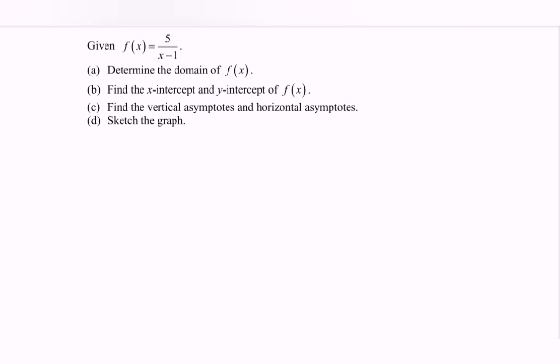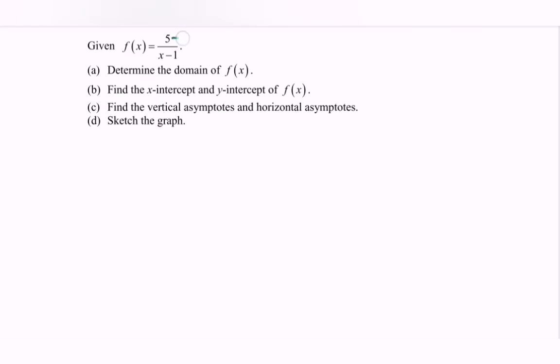Hello everyone, in this video I'm going to discuss the example for limits. Given we have the function f(x) = 5 over x minus 1. A. Determine the domain. So kindly refer to the function we have, 5 over x minus 1.